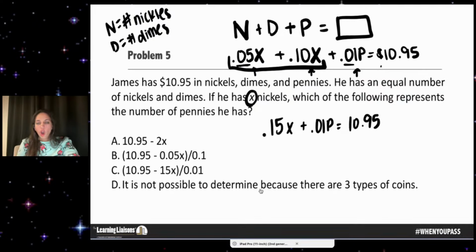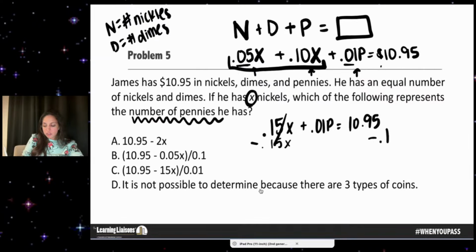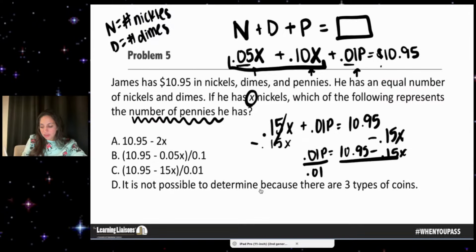And now all I need to do is solve for the number of pennies. Get P by itself. Subtract this from both sides. Remember, whatever you do to one side, you have to do to the other. So I'm left with 1 cent penny equals $10.95 minus 0.15x. And then to get penny by itself, I divide both sides by 0.01, which means C is the correct answer.